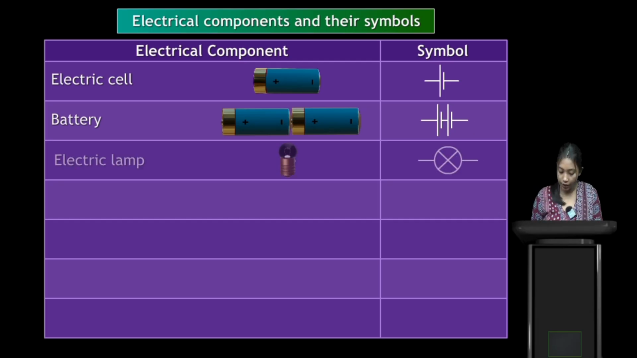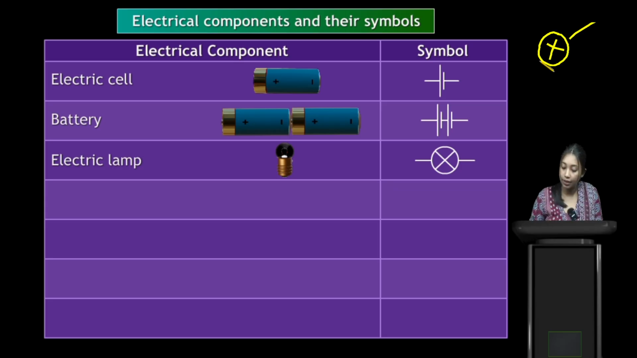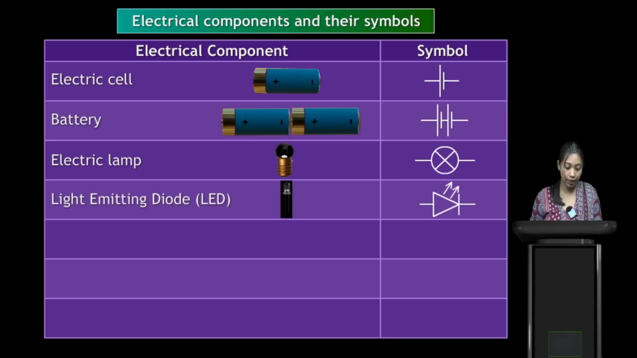After that we can see the electric lamp. An electric lamp we denote with a cross inside a circle, and we call it an electric lamp. After that, when it comes to the light emitting diode, that is LED.